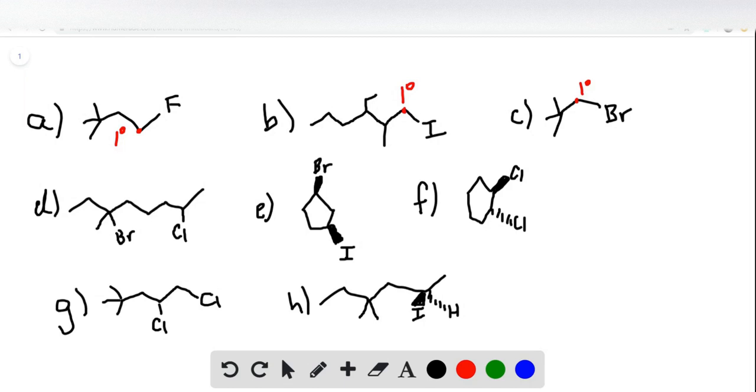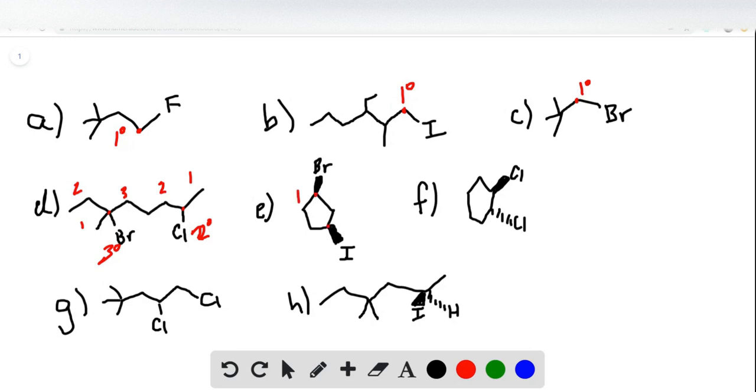D, there are two separate ones we have to identify. So we'll start with the bromine. The bromine is attached to 1, 2, 3 alkyl groups, so it's tertiary. This chlorine is attached to 1, 2 alkyl groups, so it's secondary. And E, there are also two that we need to identify.